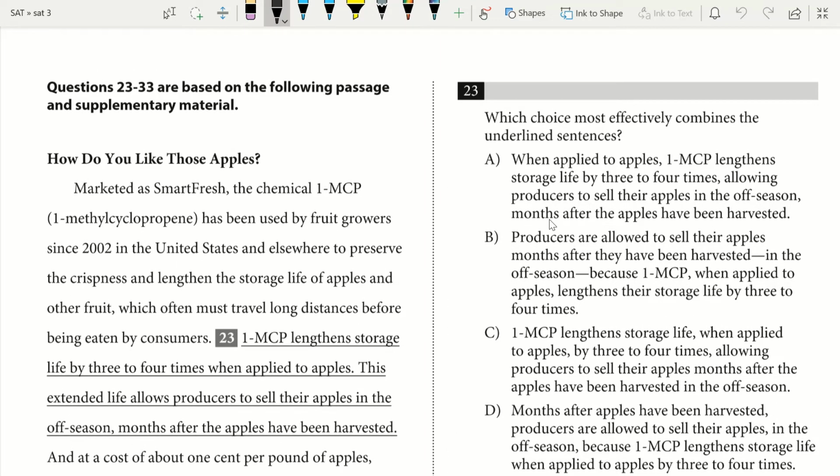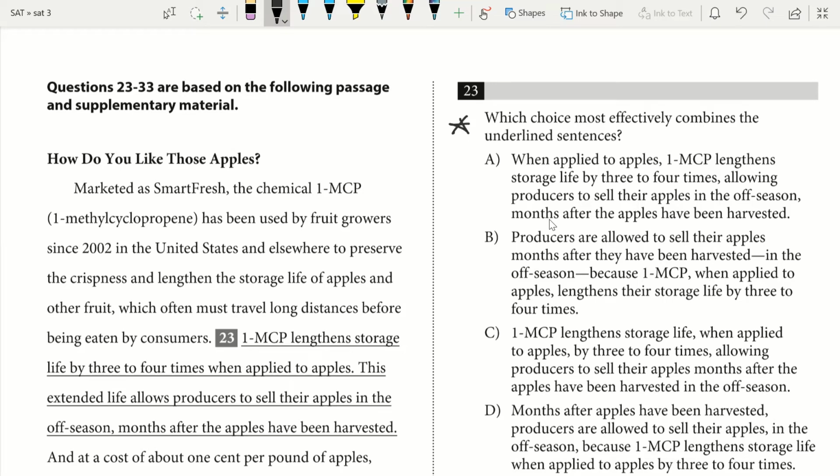Marketed as Smart Fresh, the chemical 1-MCP, 1-methylcyclopropene, has been used by fruit growers since 2002 in the United States and elsewhere to preserve the crispness and lengthen the storage life of apples and other fruit, which often must travel long distances before being eaten by consumers.